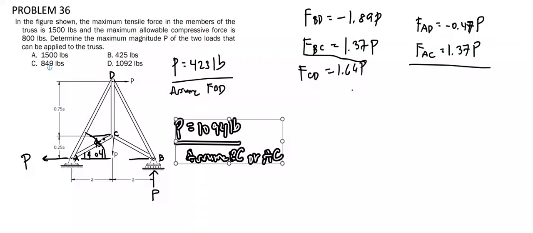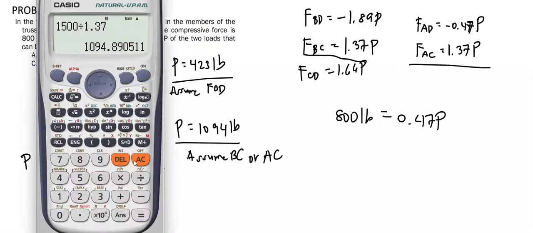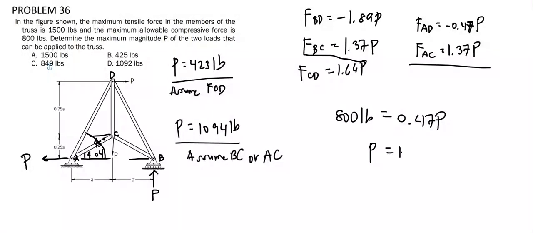Next, we proceed to force AD. It has a compressive force of 0.47 P. Now let's plug in 800 pounds to force AD, that is compressive, equal to 0.47 P. So we can solve for P equal to 800 divided by 0.47. That is equal to 1,702. That is if we assume force AD.